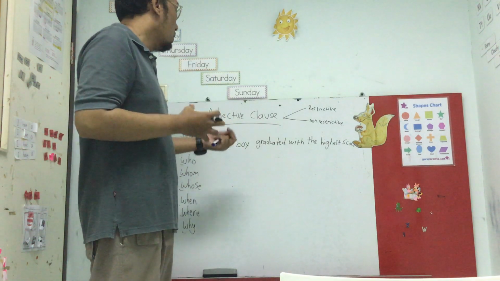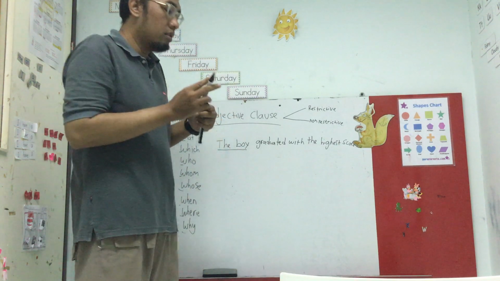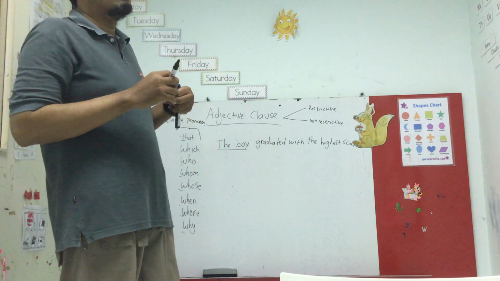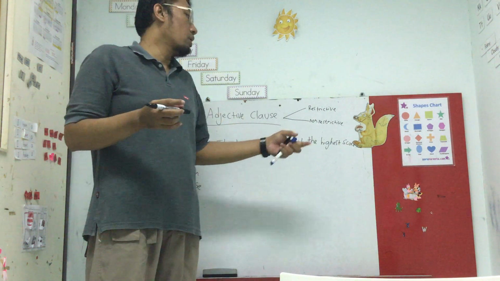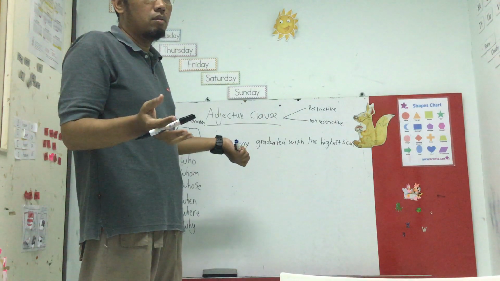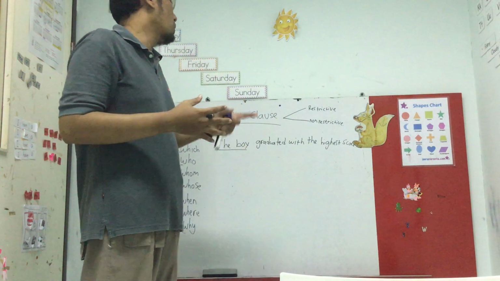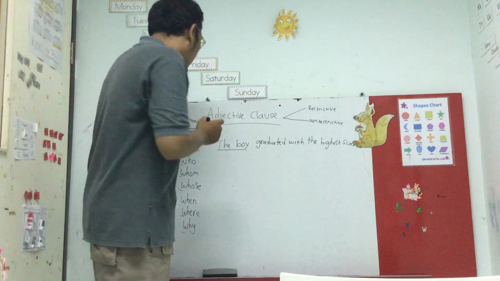So over here, we still don't know who the boy is. It's still common, still general. The boy graduated with the highest score. Who is it? Now, to tell the difference, we can use an adjective clause. For example, we use who over here.